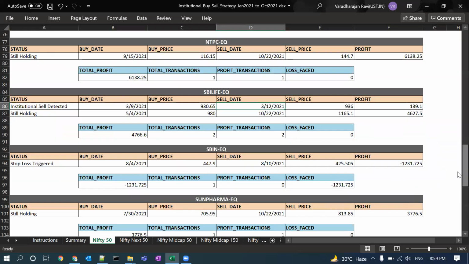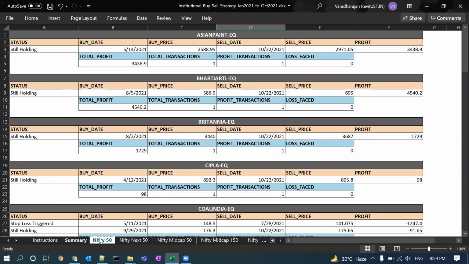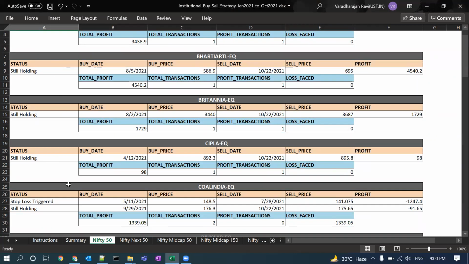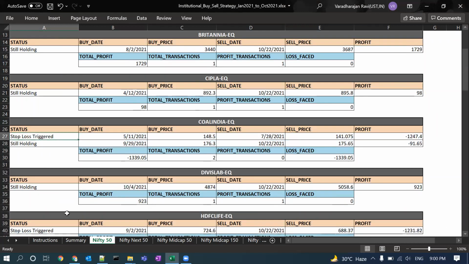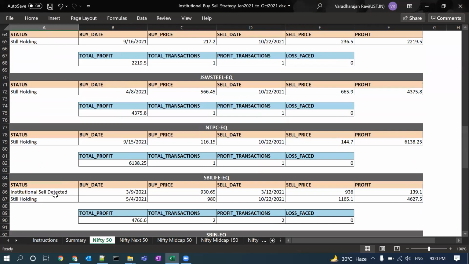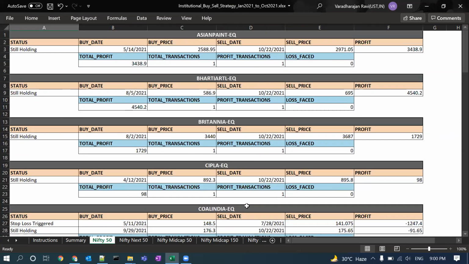And each sheet will give you the list of the stocks in that index and the stocks that we bought during this time period. If the status is still holding, that means this particular stock didn't trigger the stop loss and neither the target, so it is still in our portfolio. Here, from the sheet, you can find the status of that stock, whether we are still holding that stock, or whether stop loss got triggered, or whether an institutional sell was detected. Okay, whenever these scenarios come into picture, we'll sell the stock.